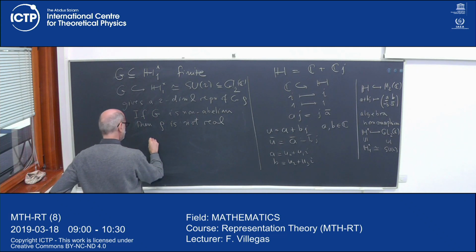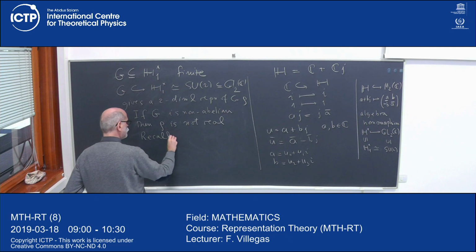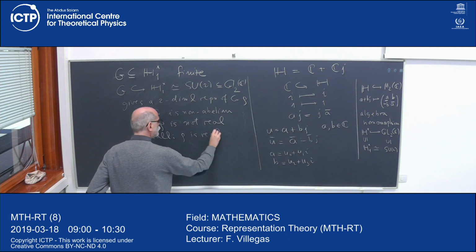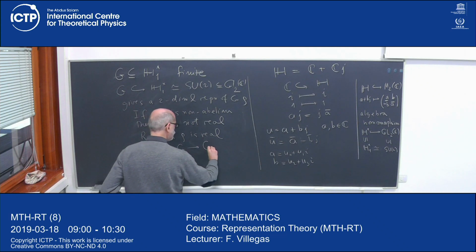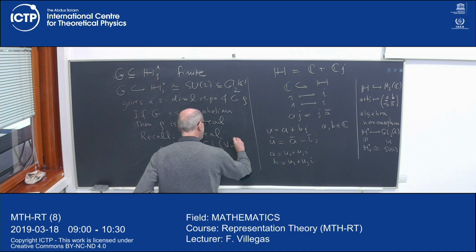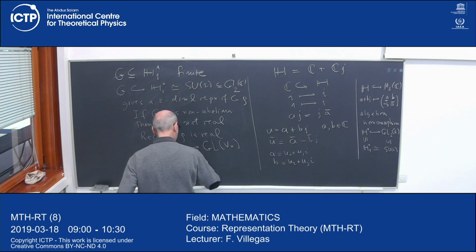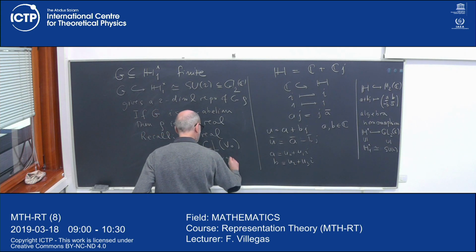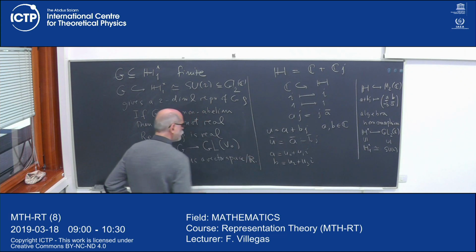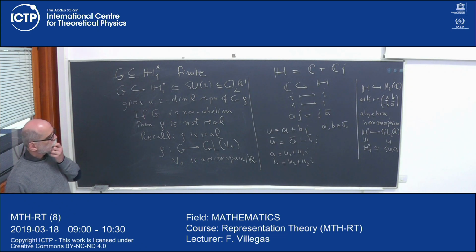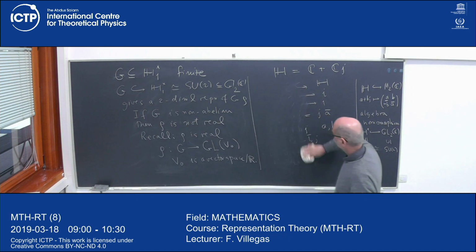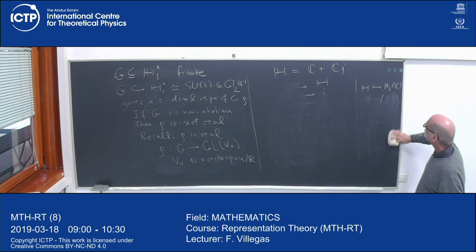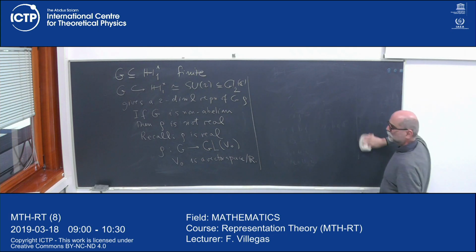Recall that rho is real if rho is isomorphic to a representation arising from a vector space over R. So if you can change basis so that the map actually maps to GL of V0, where V0 is a vector space over R. Concretely, it means that you can change basis so that the matrices that represent G via rho have all real entries.